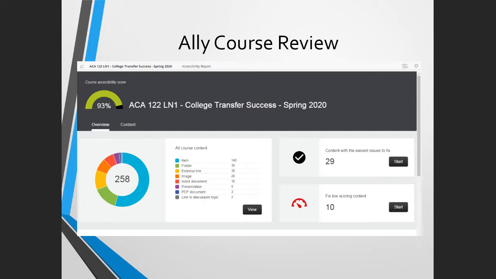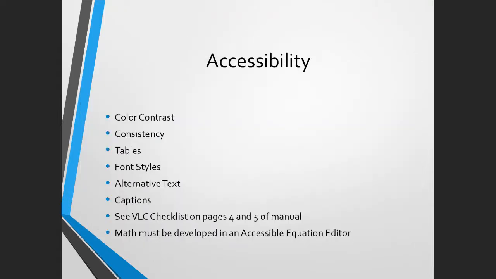Approximately a third of our students may be eligible for accommodations, and in looking at our statistics over the last 4 years, typically we have 1 to 3 students per class who have accommodations. So it's not a matter of if, it's more a matter of when. So some other key components of accessibility: color contrast, tables, font size, alt text, captions.